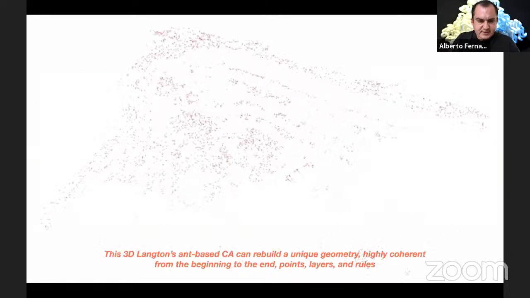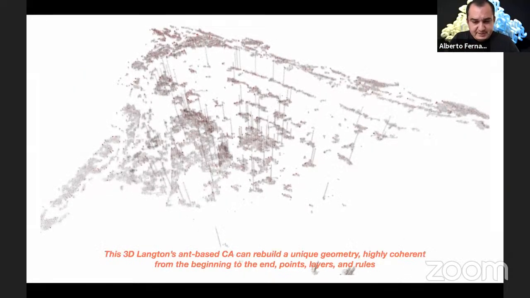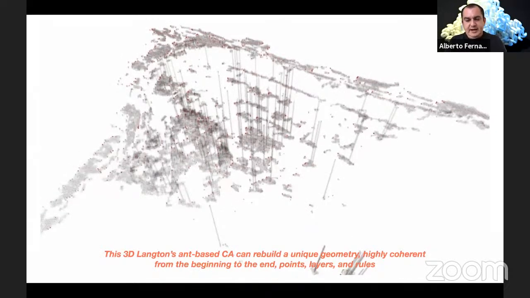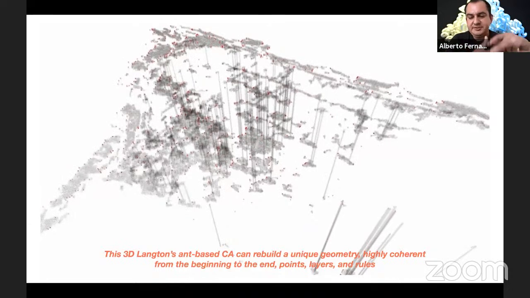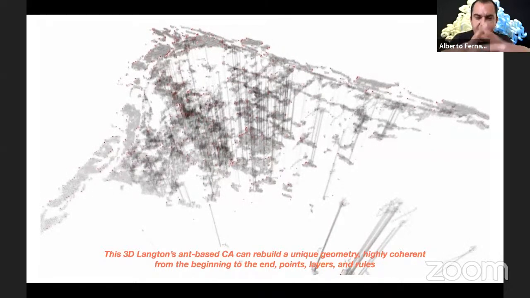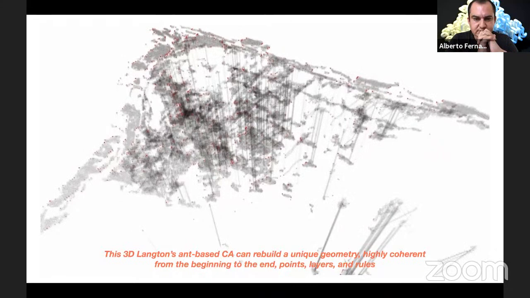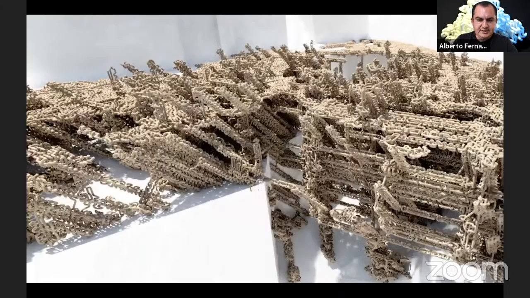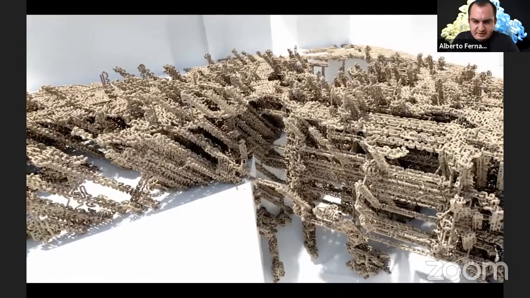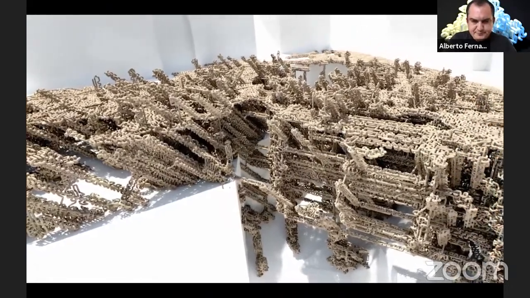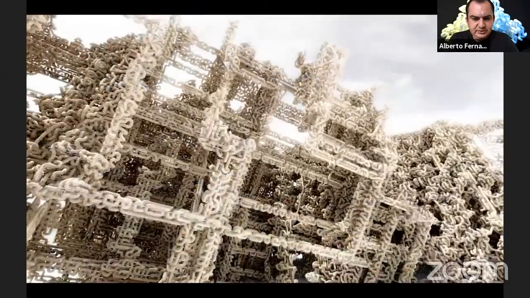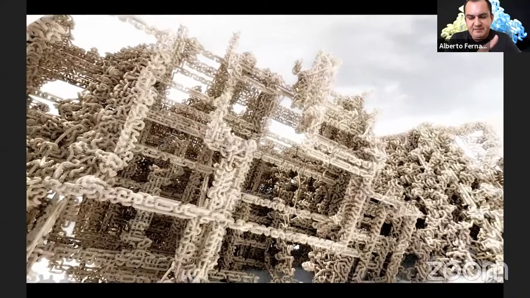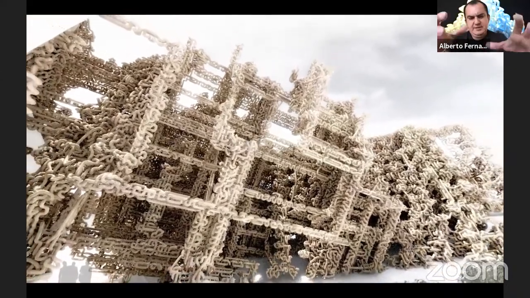And with that, this 3D Langton ant by CA revealed a unique geometry, highly coherent from the beginning to the end, with points, layers, and rules working all together in this code. So this is the example of this discrete scenario. And then later, this was the final result at that stage. So again, it emerged the same behavior, but in a different way.